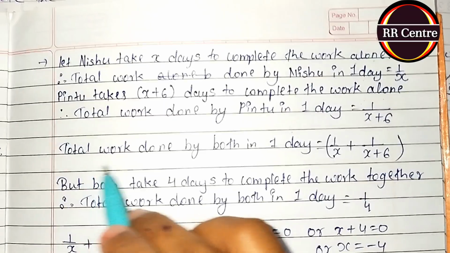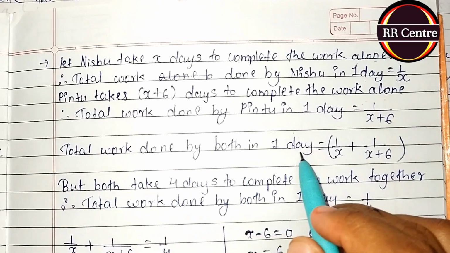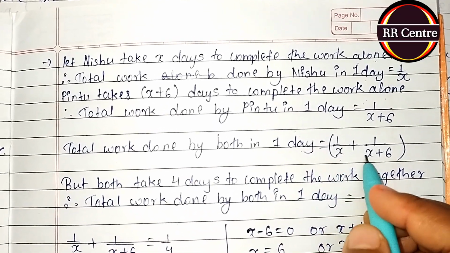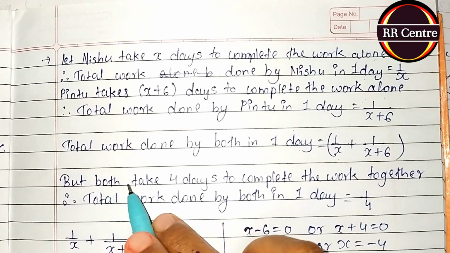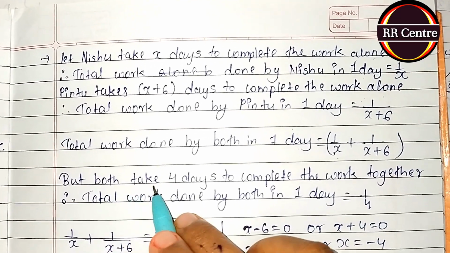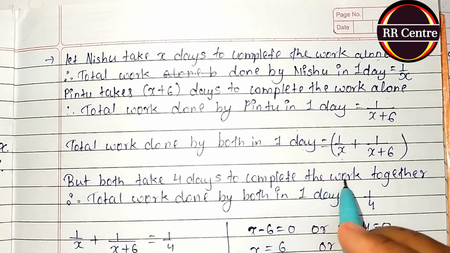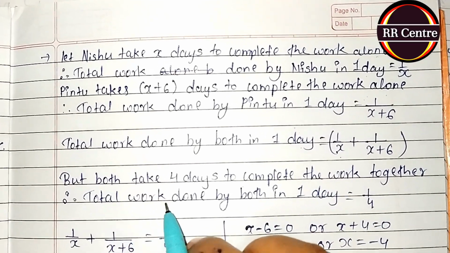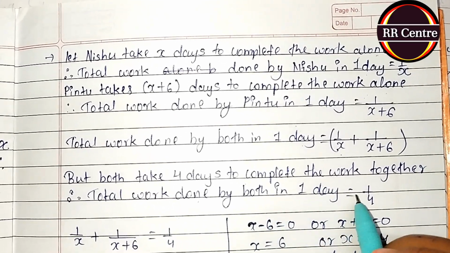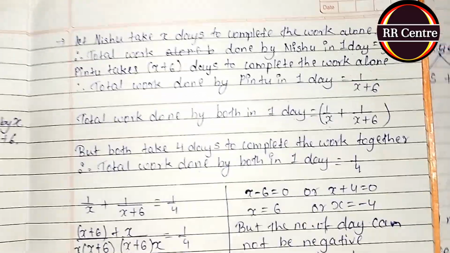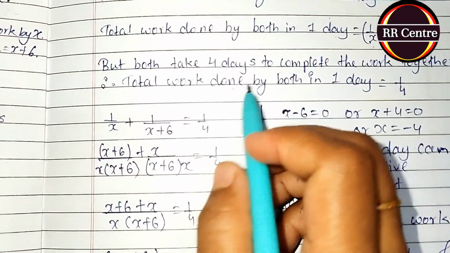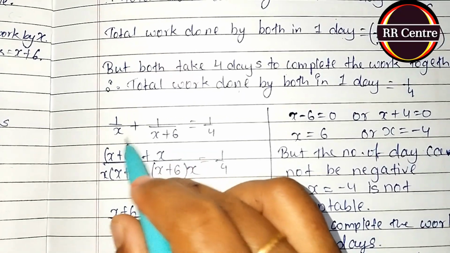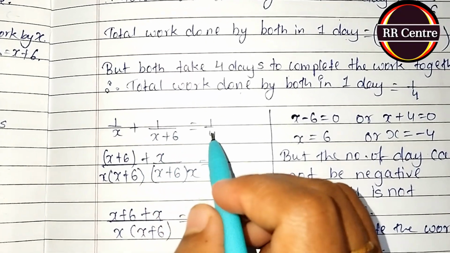The total work done by both in 1 day is 1 upon x plus 1 upon x plus 6. Now the second statement is that both take 4 days to complete the work together. So the total work done by both in 1 day is 1 upon 4. So 1 upon x plus 1 upon x plus 6 is equal to 1 upon 4.